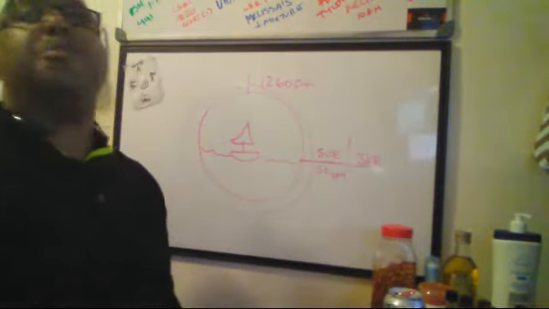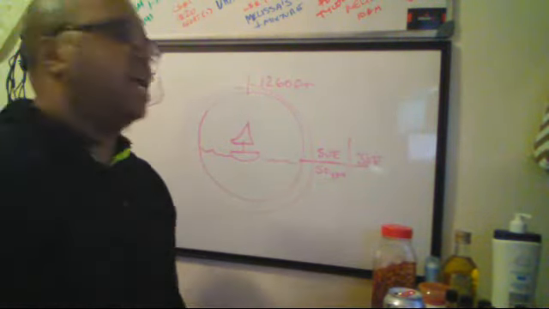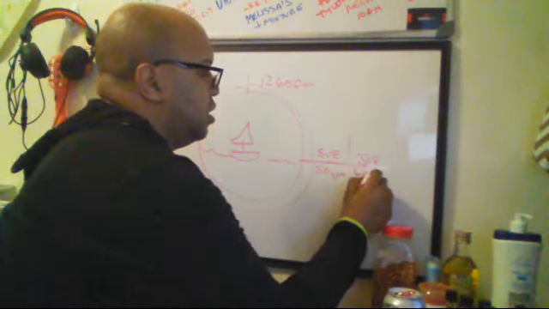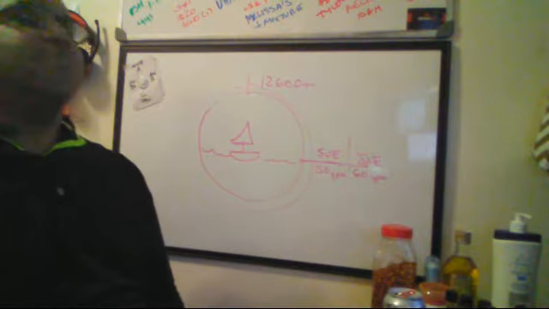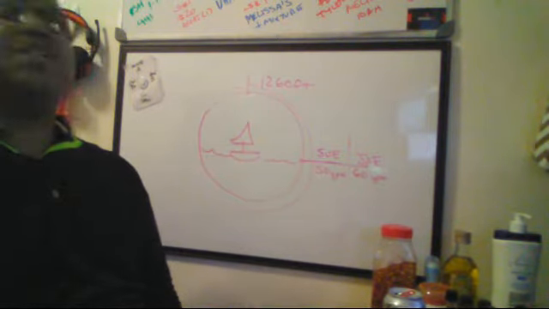YPM, yards per minute. And Joe walks at 60 yards per minute. Yards per minute. In how many minutes will Joe overtake Sue?